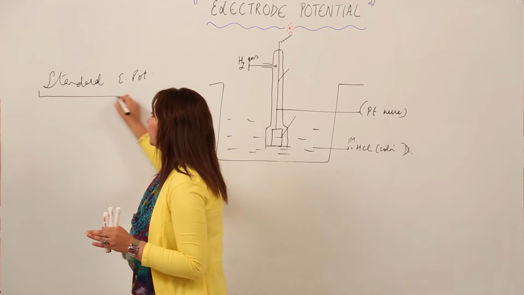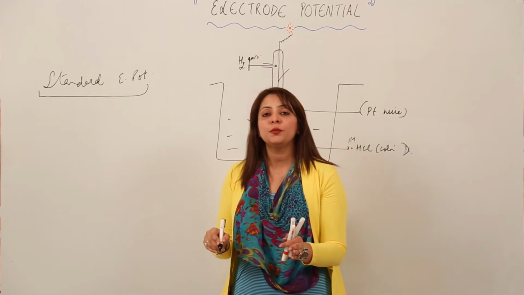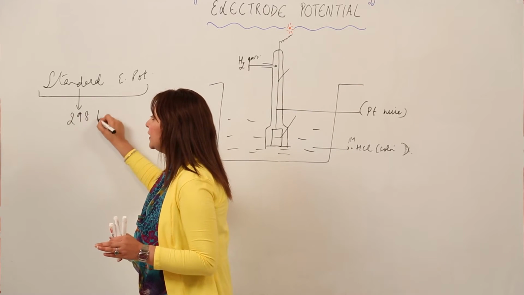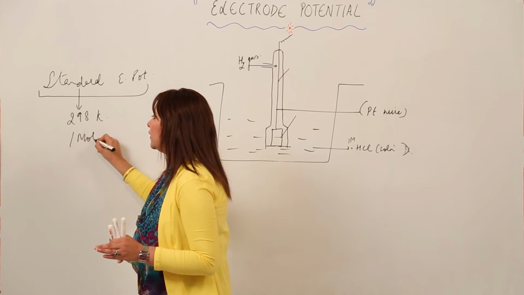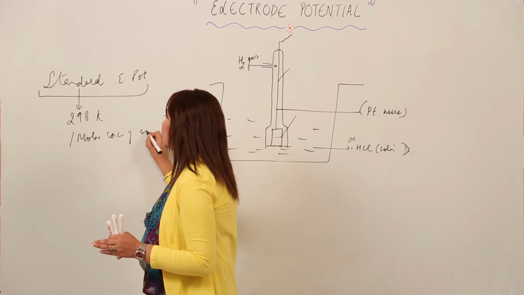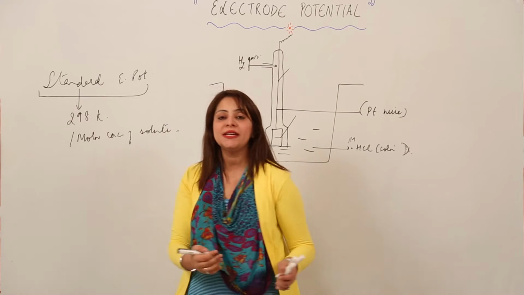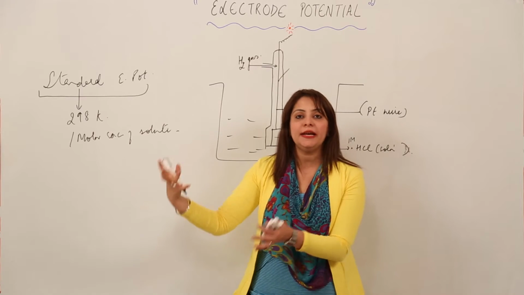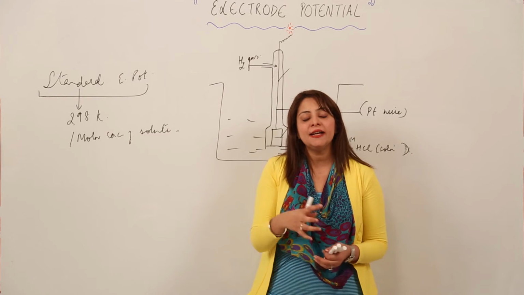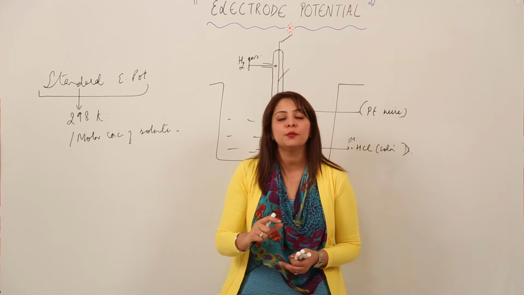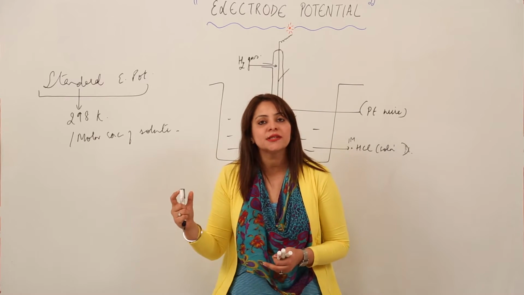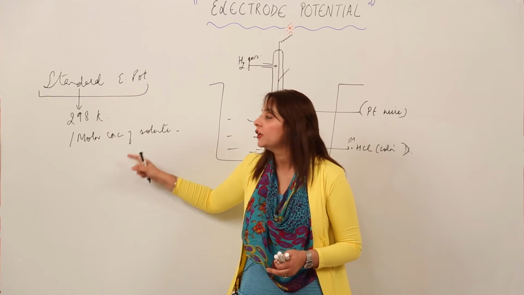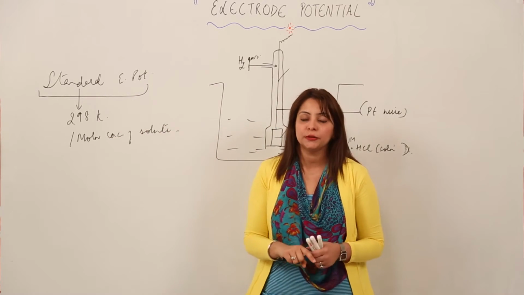So standard electrode potential means the value of electrode potential which is calculated at standard conditions, that is at 298 Kelvin for 1 molar concentration of solute. So if you see electrode potential, that means the electrode potential of a given element, right? But if you see the standard electrode potential, that means the value of electrode potential at standard conditions, that means 298 Kelvin and 1 molar concentration of solute, right? So this is standard electrode potential.